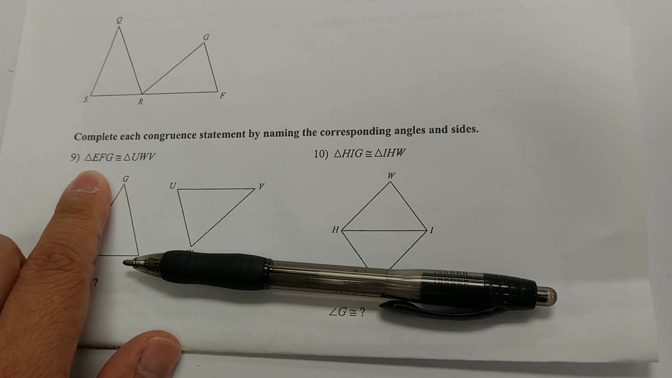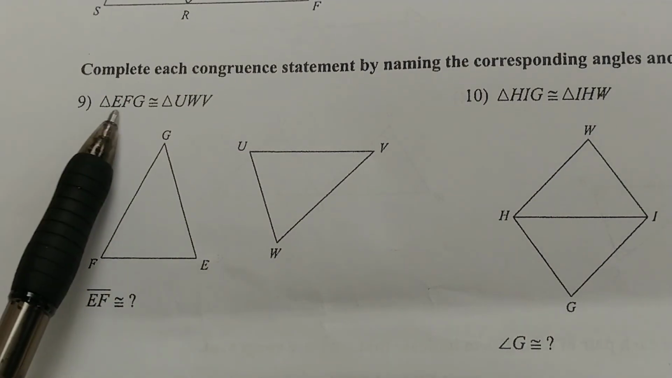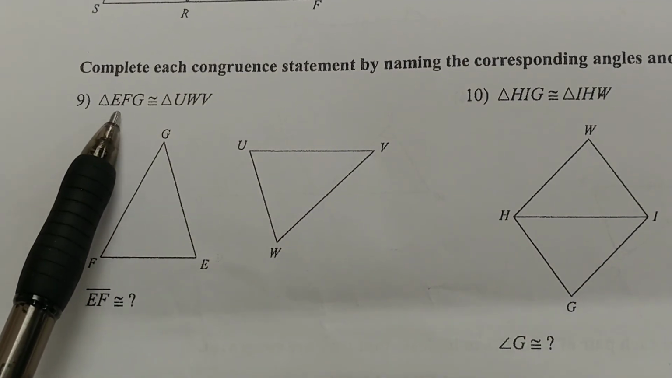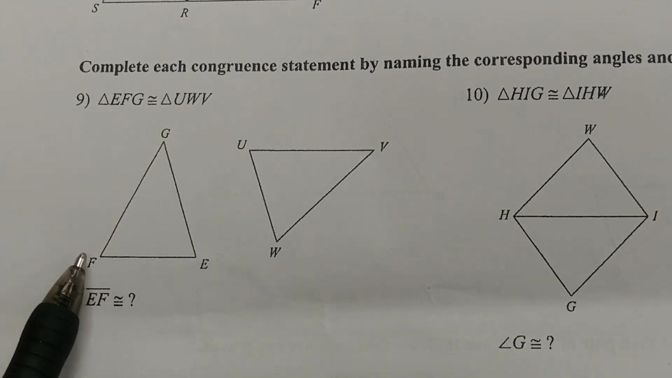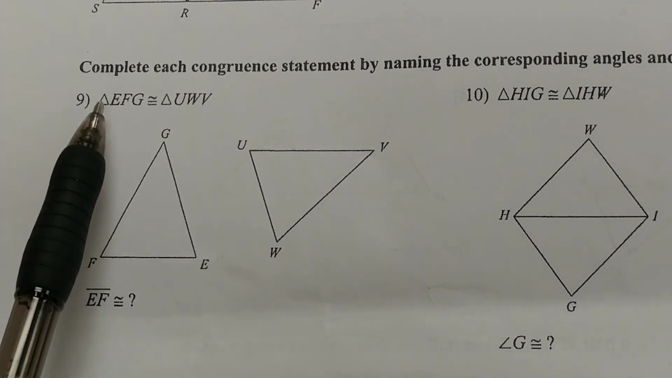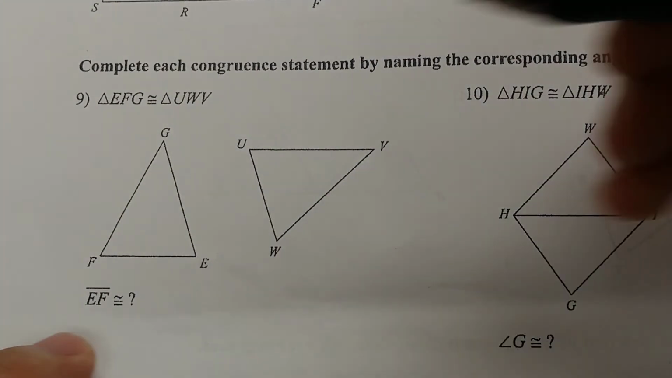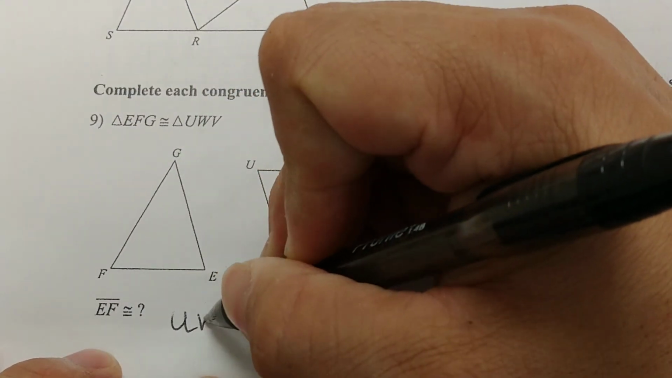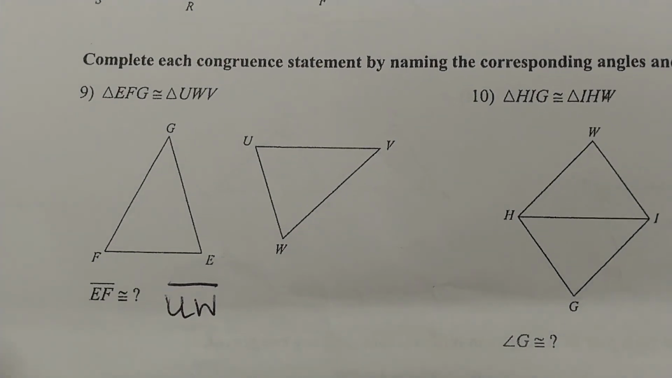Hold up real quick. So if you look at segment EF, it is going to match with the letters UW. So right here, your answer is going to be UW because of the order of the letters that come with it. So pretty much your answer here is going to be the UW segment. And that's pretty much what you have to do from problem number 9 through number 12.